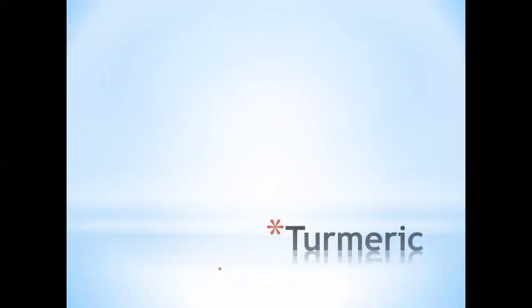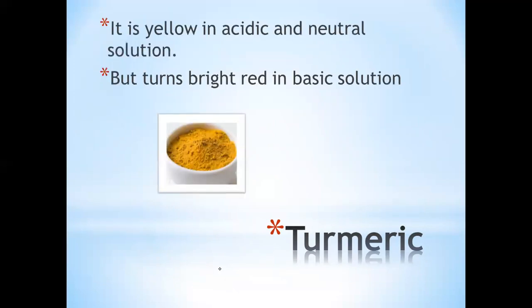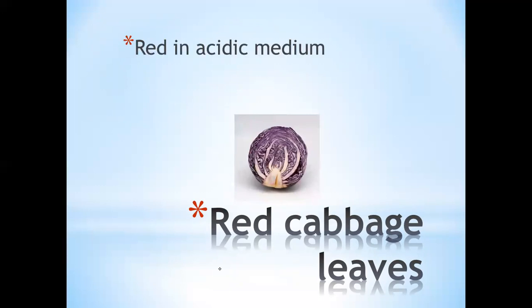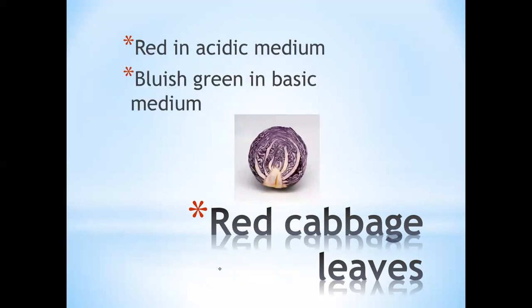Next natural indicator, turmeric. Easily available indicator as it is used in cooking. It's yellow in acidic and neutral solution, but turns bright red in basic solution. Red cabbage leaves: red in acidic medium, bluish green in basic medium.